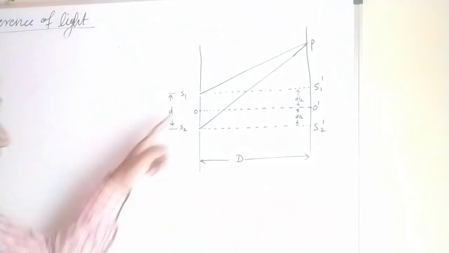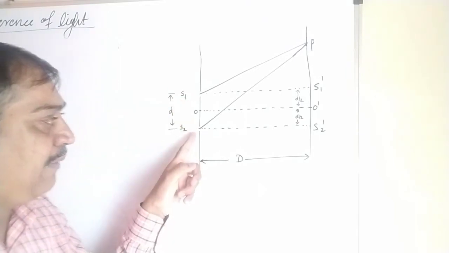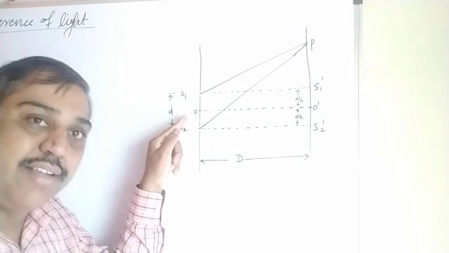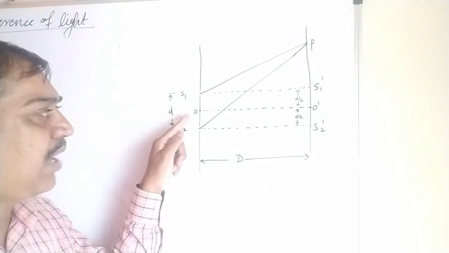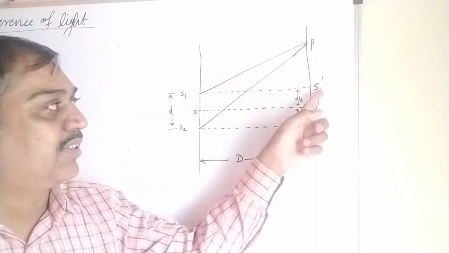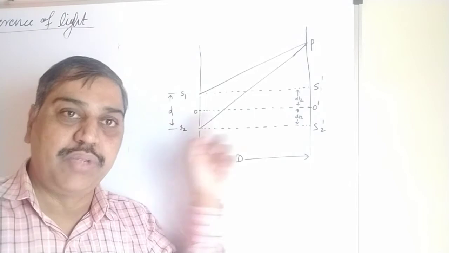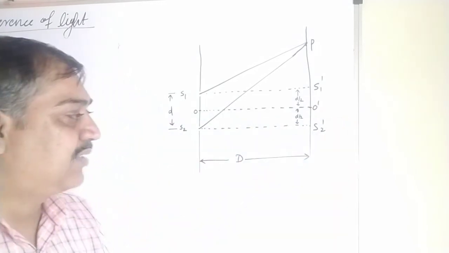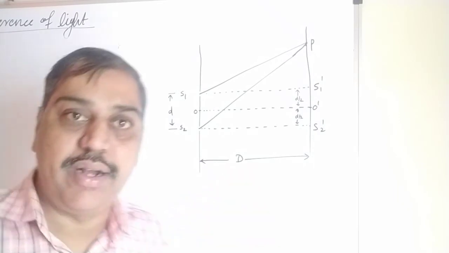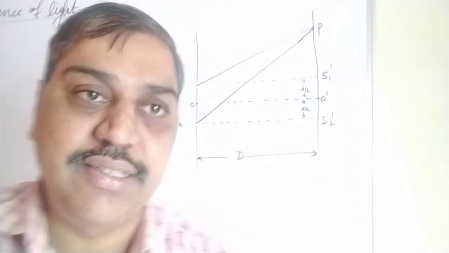Let us start with this S1, the first source of light, slit, S2 the second source of light, and exactly at the center of these two slits, exactly at the center, there is the origin O. Draw the three dotted lines. S1 to the screen, this is the screen. S1 to the screen, it is S1 dash. S2 to the screen, it is S2 dash. Origin to the screen, it is O dash. Suppose the screen and the slits are separated by a distance capital D. This is capital D, the separation of the screen and the slits.